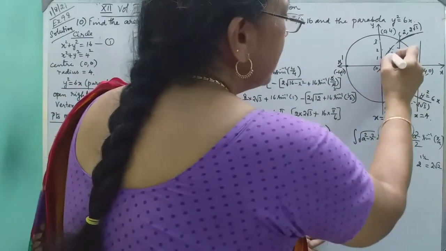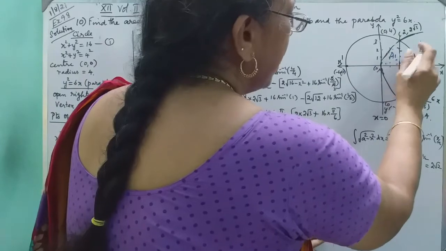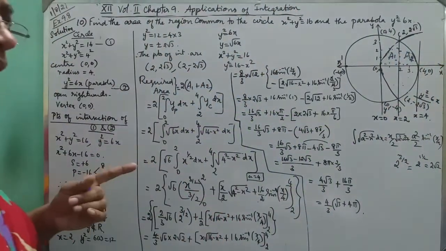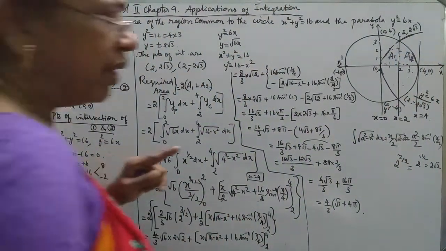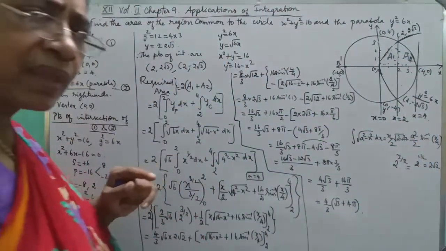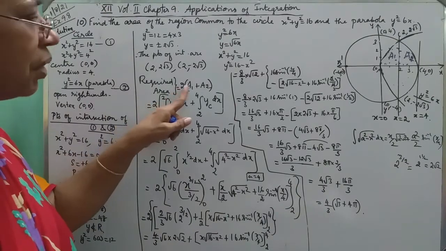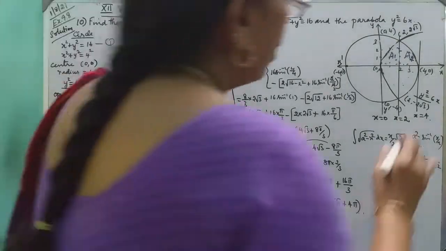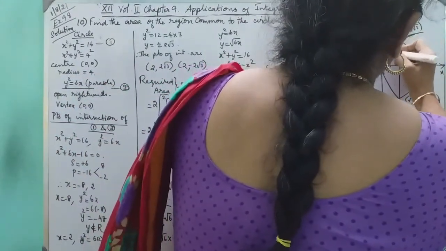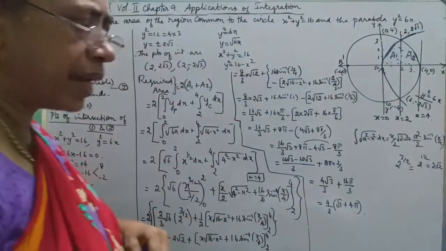And we can name this as A1 and we can name this as A2. Right? So this is A1 and that is A2. So we are going to find A1 plus A2. Afterwards we can double it. Okay. So the required area is nothing but 2 into (A1 plus A2). Now what about the area A1?